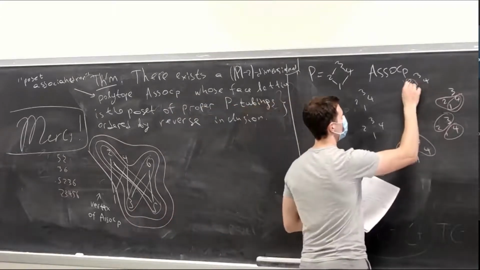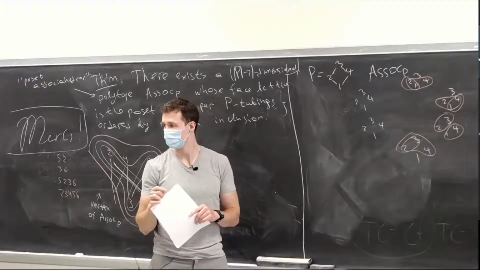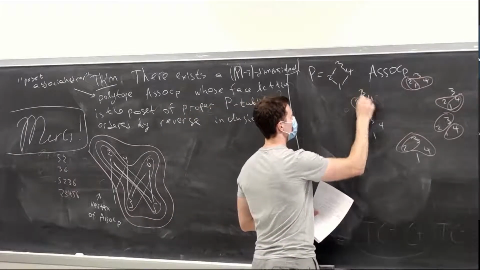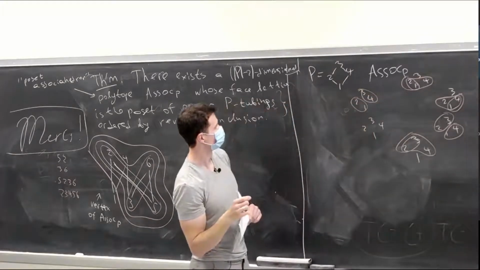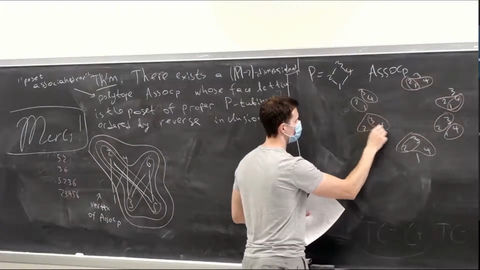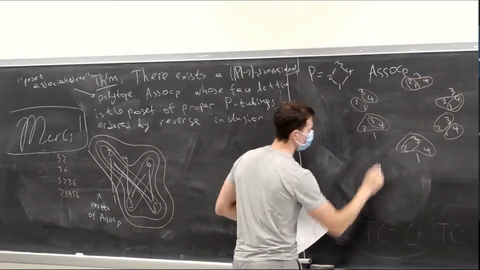Okay. 2, 1, 2, 1, 4. 2, 1, 3, 4. 2, 3, 4, and 3, 4. Okay. Yeah. Closes down to a hexagon.